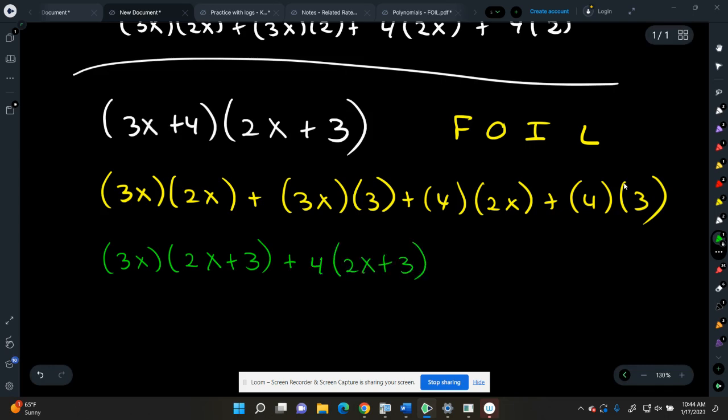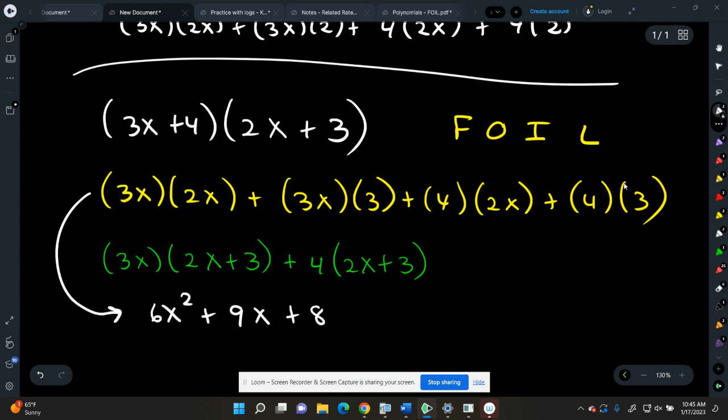Do you have to put each number in separate parentheses, or can you combine them and just multiply? As long as everything's positive, you don't have to, but when you get negatives in there, then it gets a little confusing if you don't put them in parentheses. Okay, so what do we end up with? We end up with 6x squared plus 9x plus 8x plus 12.